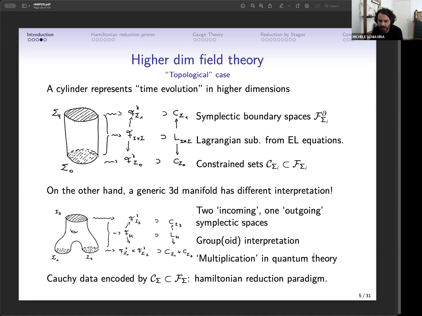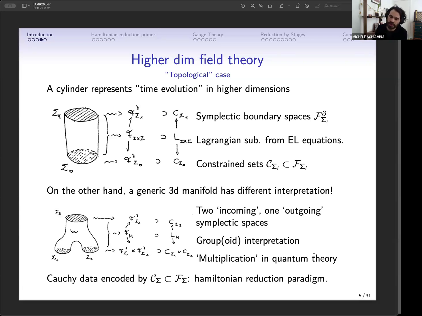Now, here I have written the C indexed by connected component sigma I. And this encodes Cauchy data. So as we know well, at least in gauge field theory, you cannot expect every field configuration on a Cauchy surface to be extendable in the interior, but you need to satisfy certain constraints, certain additional conditions that come from the equation of motion.